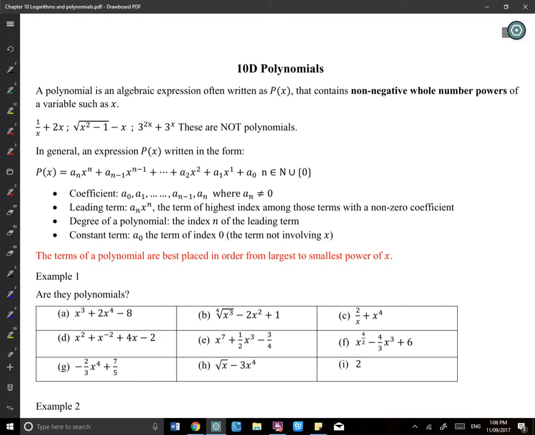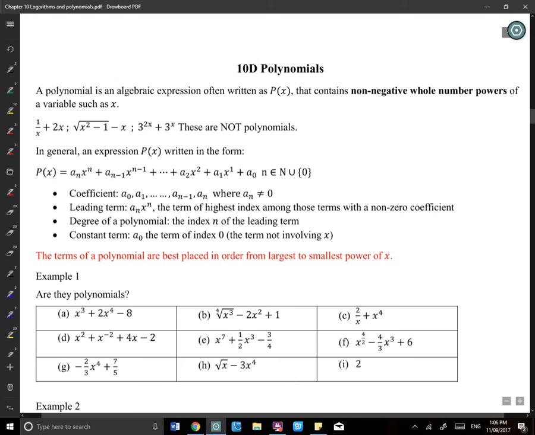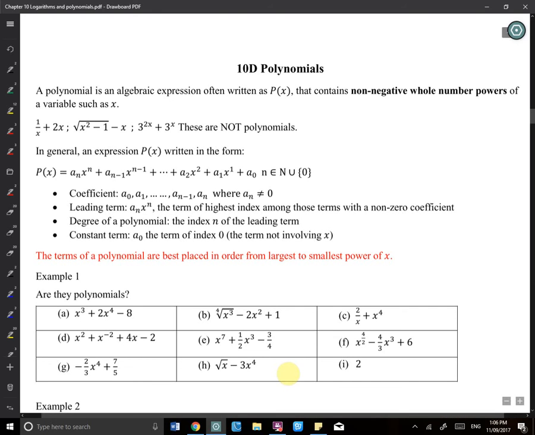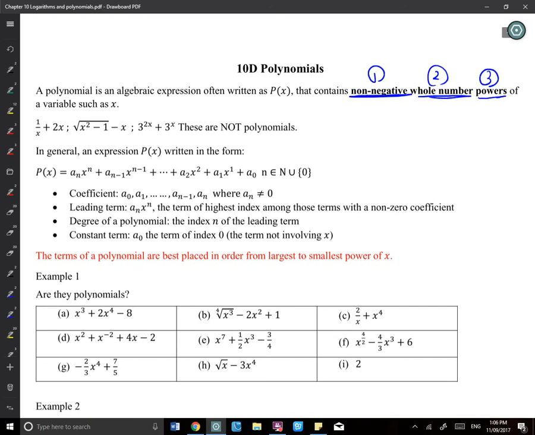What is polynomials? Well, you know the name, but what is it? The definition is very important. A polynomial is an algebraic expression often written as p(x). If that's a polynomial, we don't write f(x), we write p(x). It contains three things: non-negative, whole number, power. This expression must contain non-negative, whole number, and power. Three things, and they must happen at the same time.